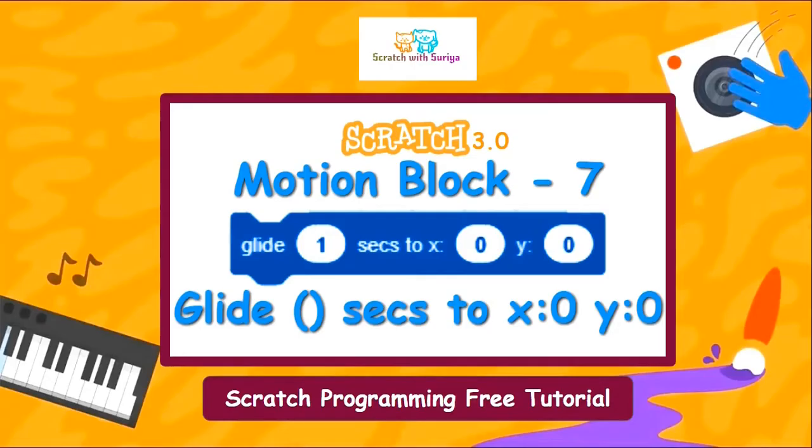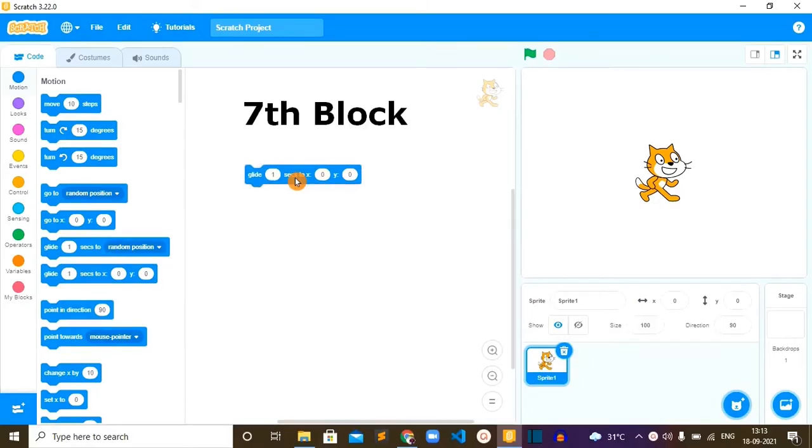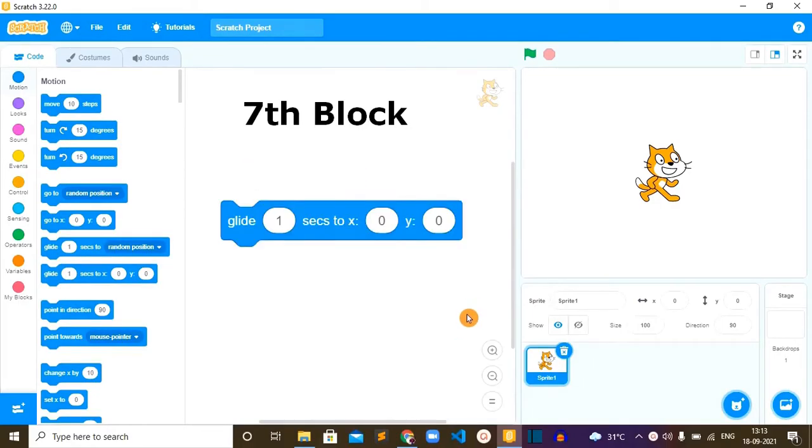In this video we are going to learn about the glide seconds to xy block. Let's get into the video. This glide seconds to xy block is the seventh block in the motion block category.